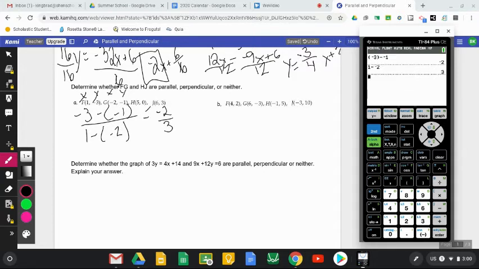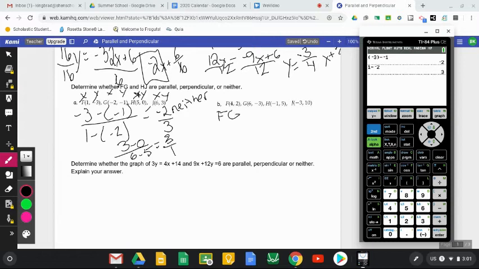And now I do the next one. So let's do 3 minus 0 over 6 minus 5. And I can do this one in my head. That's 3 minus 0 is 3. 6 minus 5 is 1. So are these the same slope? No. Are they perpendicular? No. They're not negative reciprocals, so they're neither. All right, let's do the next one.